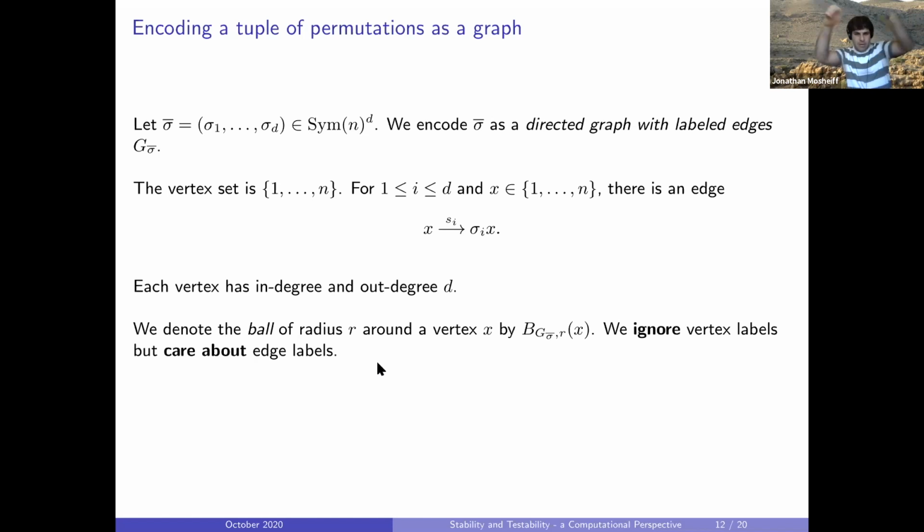Now, when I sample a ball from this graph, imagine that after sampling the ball, I know the isomorphism class of the specific ball among all directed graphs with edges labeled by S.